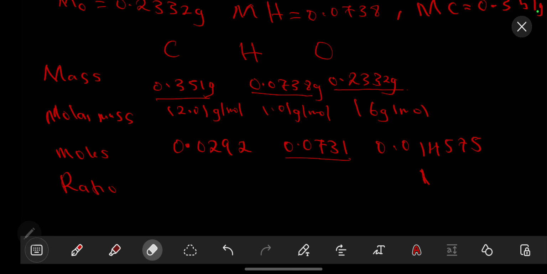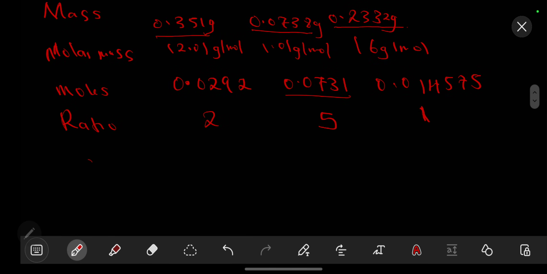So when we divide that, 0.0731 divided by that value, we are going to get a 5. So here we are going to put a 5. Then last but not the least, when we divide 0.0292 by 0.014575, we are going to get a value such as a 2.